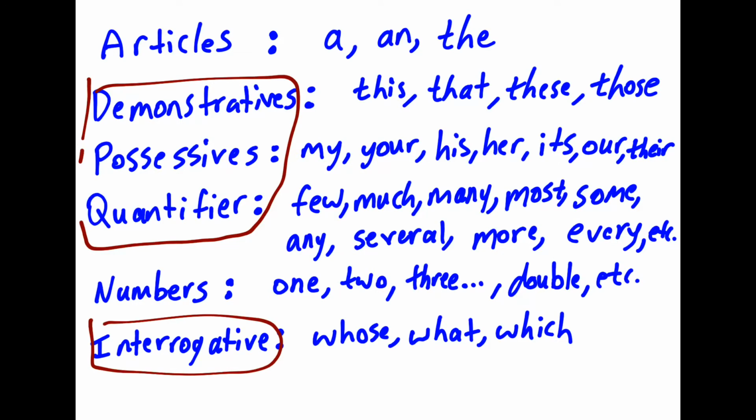So here are some broad categories of determiners: articles like a, an, or the, demonstratives, this, that, these, and those, possessives like my, your, his, her, its, our, or their, quantifiers like few, much, many, most, some, any, several, more, every, and there's a bunch more. Numbers, count them up, 1, 2, 3, etc., or doubling or tripling. And interrogatives like whose, what, and which. And you should notice that 4 of these categories align with pronouns. So while we are trying to identify pronouns that serve the noun role and are just replacing nouns, same functions as nouns, we are also identifying pronouns that serve as determiners or as adjectives.